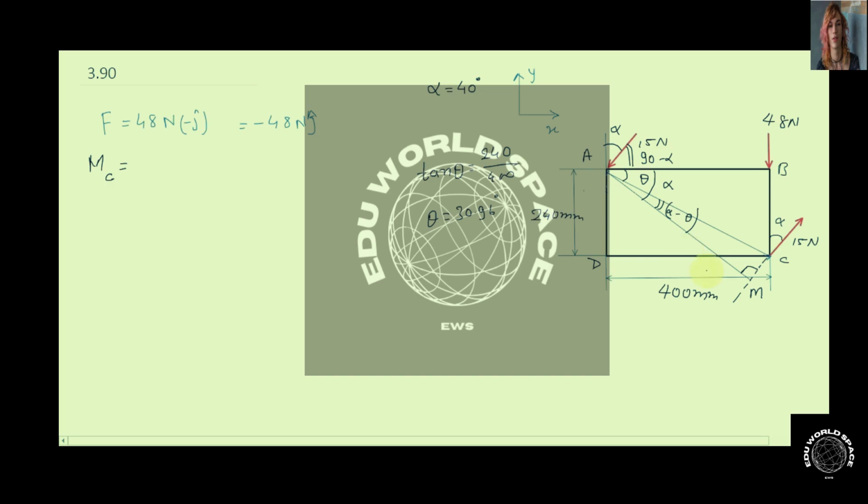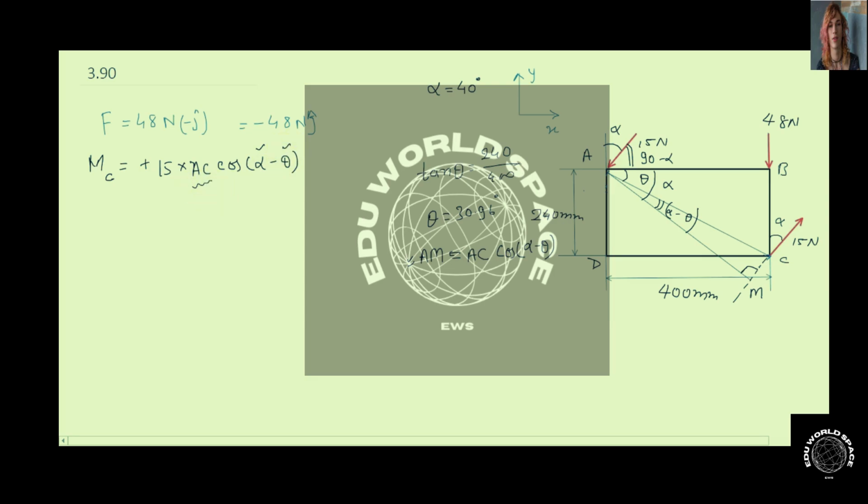So length AM will be equal to AC cos of alpha minus theta. So the perpendicular distance AM is known, so we can find the moment directly here. Since this 15 Newton force is going to cause an anti-clockwise couple, this will be positive 15 multiplied by AC cos of alpha minus theta. In the first part, alpha is given as 40 degrees and theta we have just calculated.